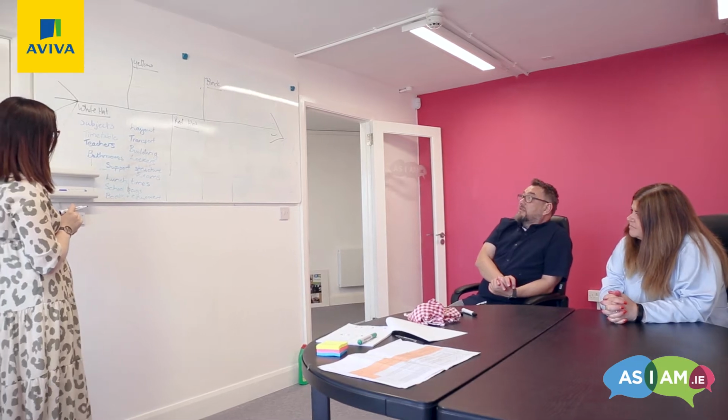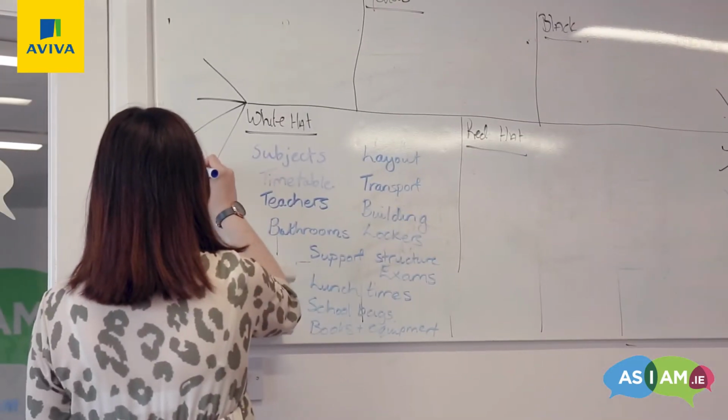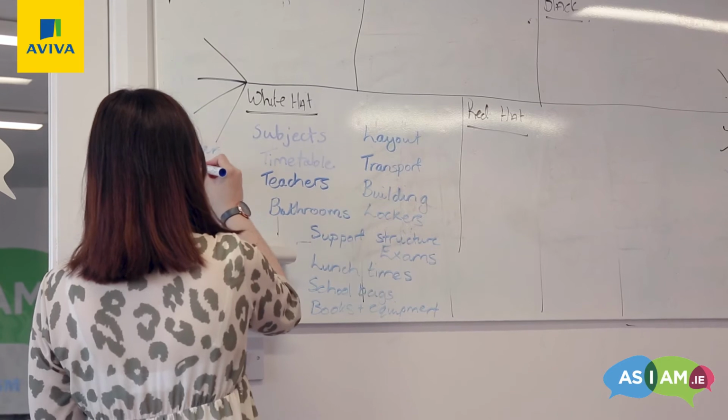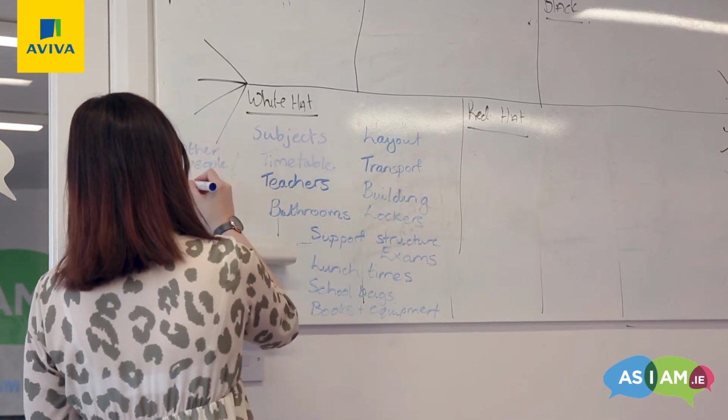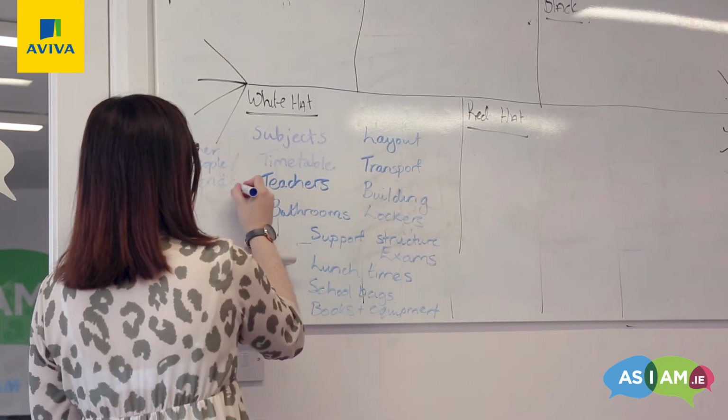Lockers. School bag. Books and equipment. Exams. I'm running out of space here. Friends. Other people, the actual friends who are there or who are moving. The rules.